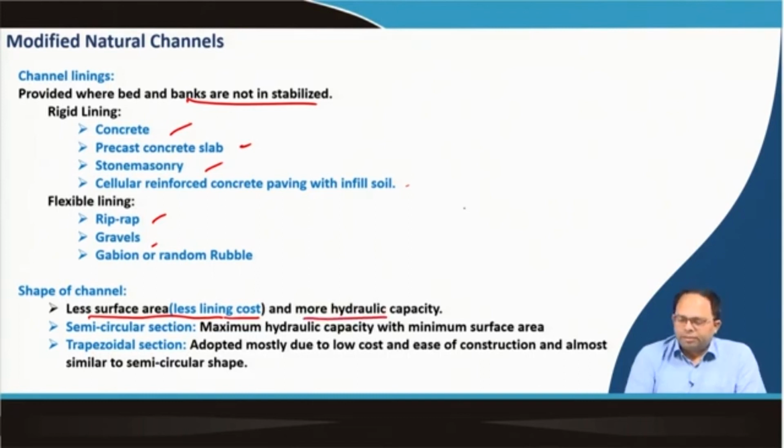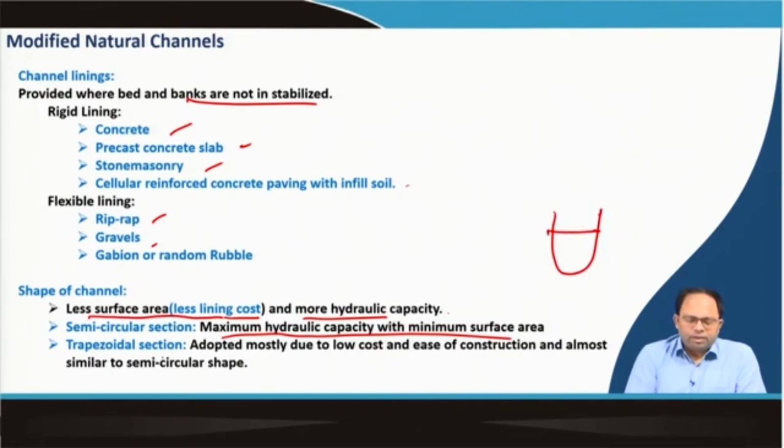So, the width of the channel has to be reduced as much as possible, because that will reduce the lining cost and increase the hydraulic capacity of that channel. And a semicircular section is preferred. As you know, the circular section is the best for hydraulic capacity. So, similarly, because we are doing open channels, the semicircular section is the next best one in this particular case. So, maximum hydraulic capacity with minimum surface area in case of semicircular sections.